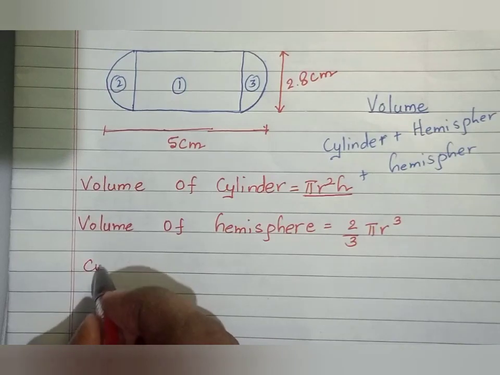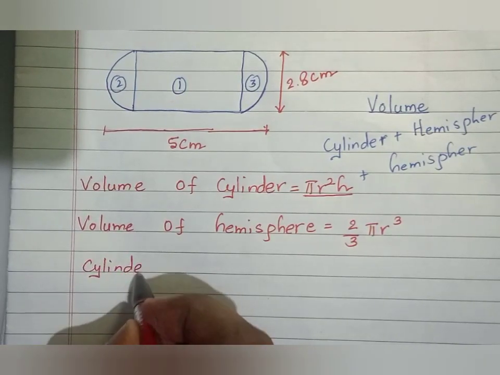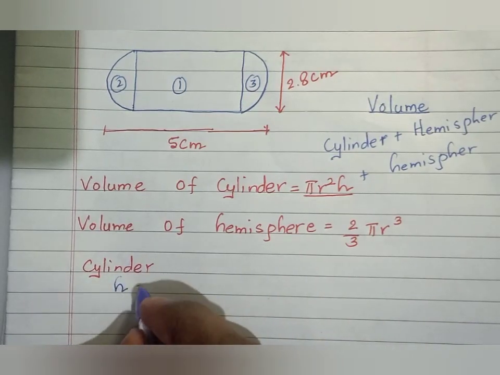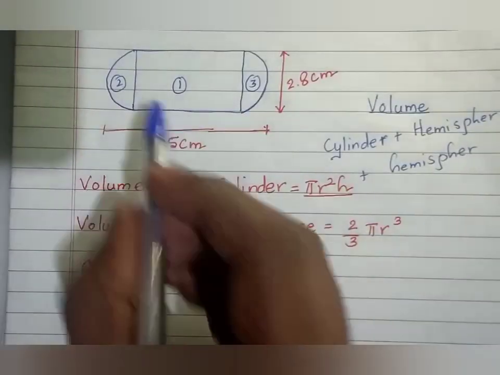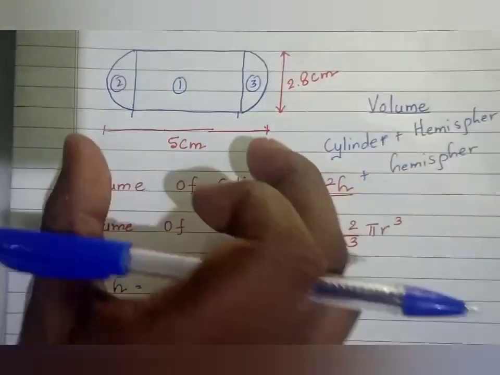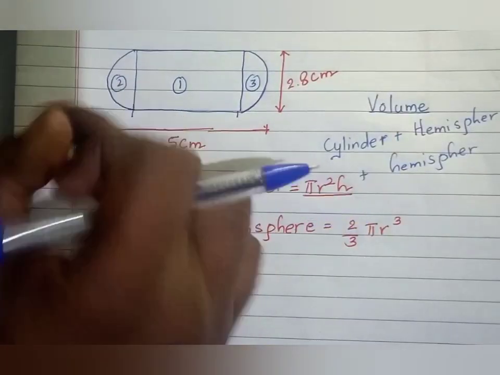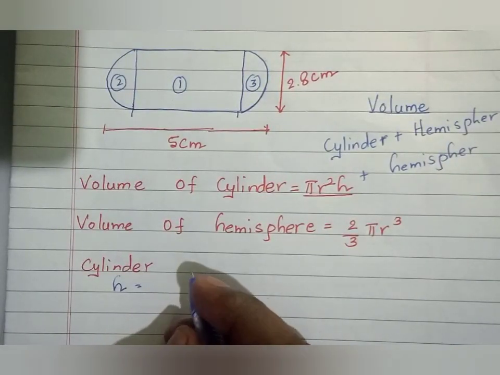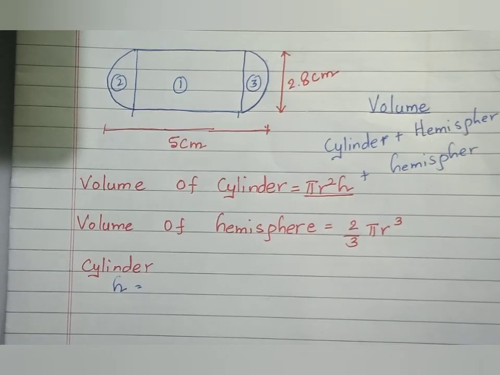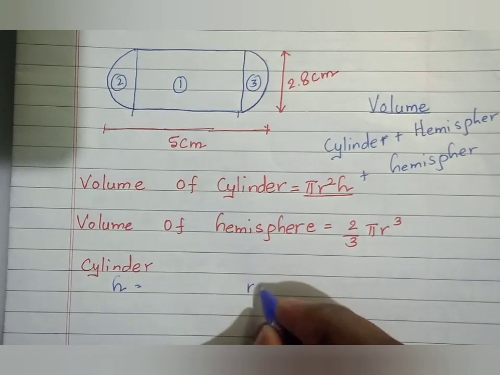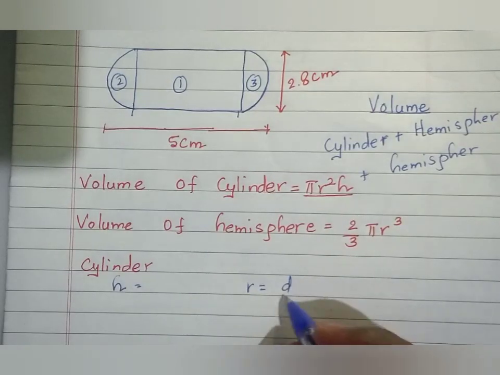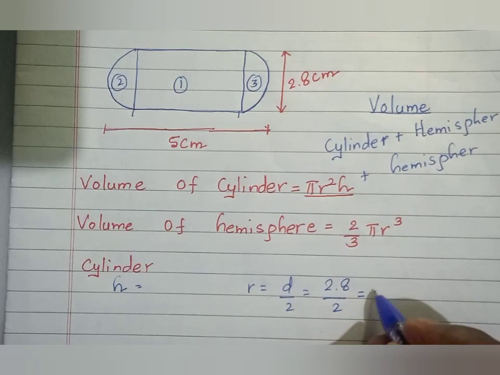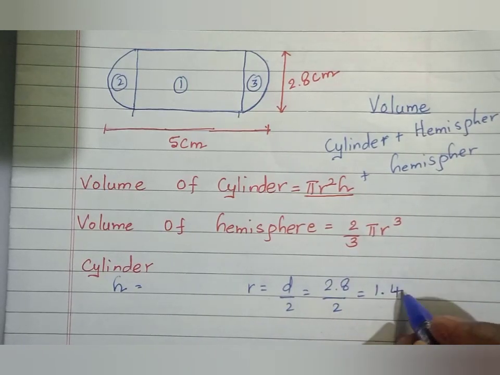Now to find the volume of the cylinder, we need to find out the radius and height of the cylindrical part. Height is what we need: out of 5 centimeter we need to remove the radius of the hemisphere parts. Now I'll find out the radius of the hemisphere. Given is diameter, that is radius equals diameter divided by 2, that is 2.8 by 2, we get 1.4 centimeter.